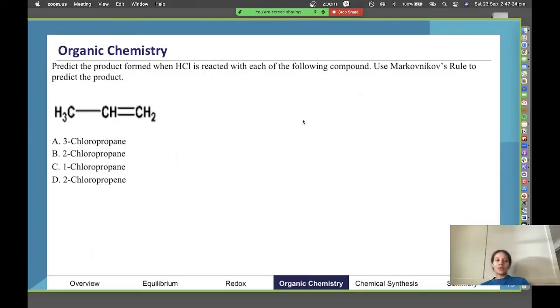All right, so now what we're going to do here is predict the product formed when HCl is reacted with each of the following compounds. And we want to use Markovnikov's rule to predict the product as well. So a couple aspects here, before we go through the answer.